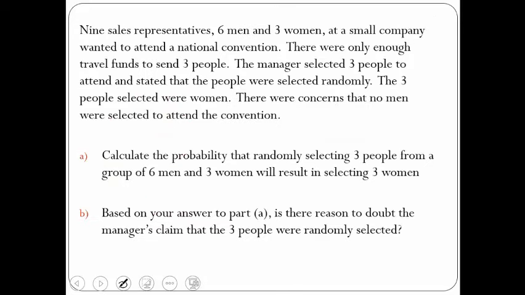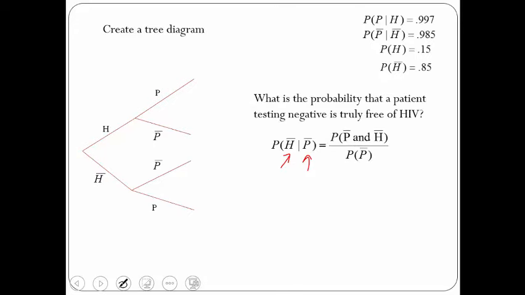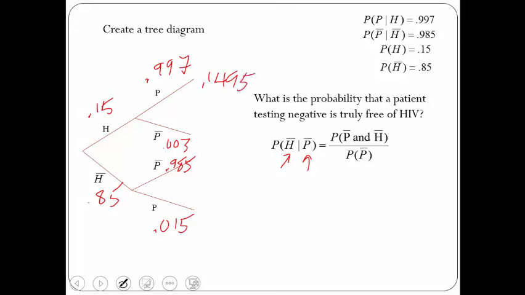So we need to go through and fill in all the numbers here. So 15% of the people have it, 85% of the people don't. Given that they have it, there's a 99.7% chance they get a positive test, which would be 0.003 here for a negative. If they don't have it, they get a negative test 98.5% of the time, which means that 0.015, or 1.5% of the time they don't. Take a moment and fill in the end of the chart, 0.1495. And this would be 0.0005.